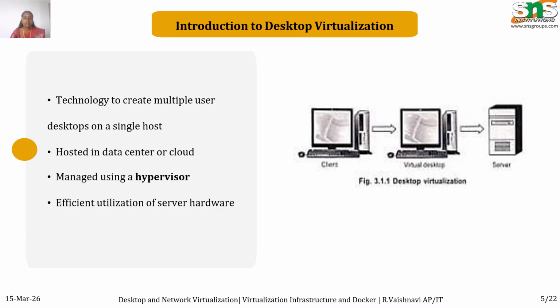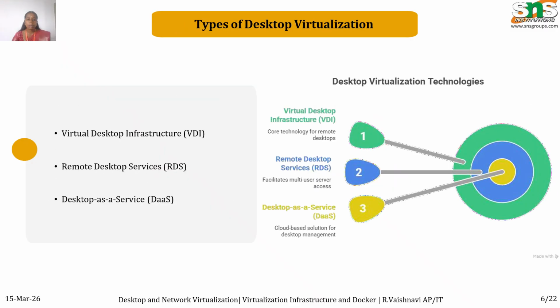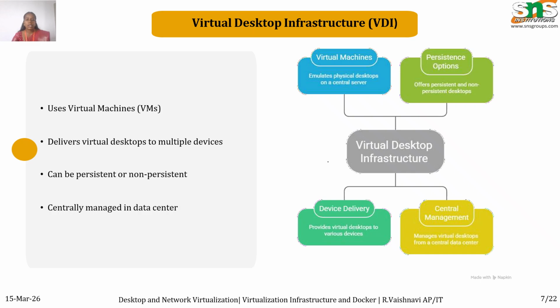Desktop virtualization is a technology to create multiple user desktops on a single host. They are hosted in the data center or the cloud. It is managed using the hypervisor, and it gives efficient utilization of the server hardware. And then types of desktop virtualization: we have 3 types, that is virtual desktop infrastructure, remote desktop services and desktop as a service. Virtual desktop infrastructure uses virtual machines. It delivers the virtual desktops to multiple devices, and it can be persistent or non-persistent, and it is generally managed in the data center.